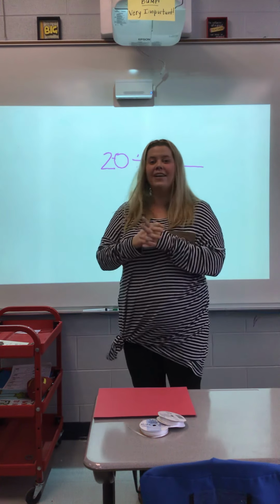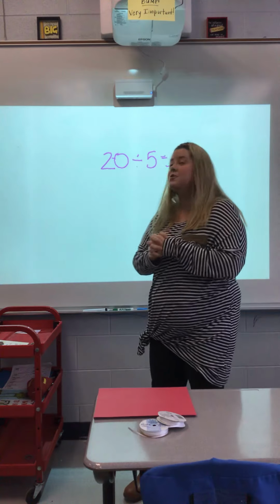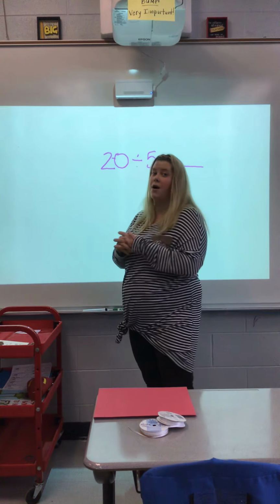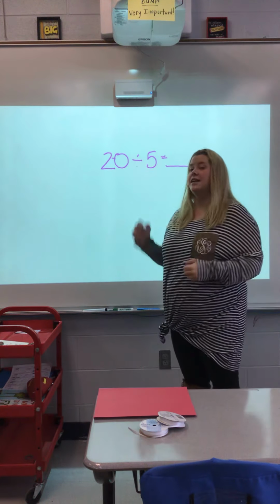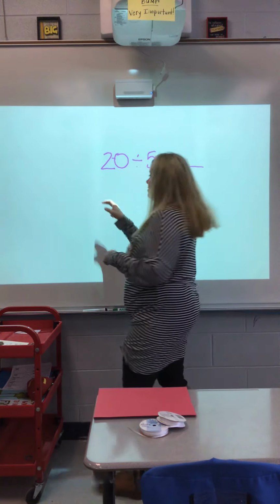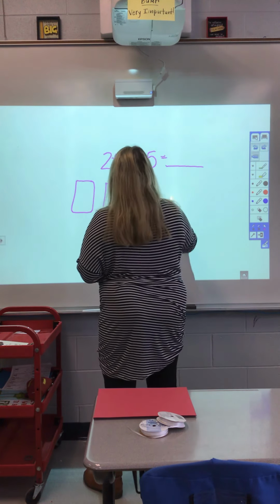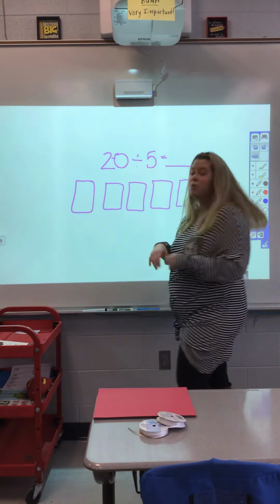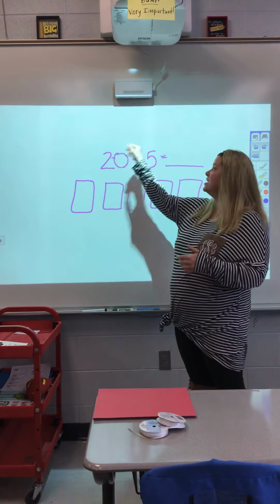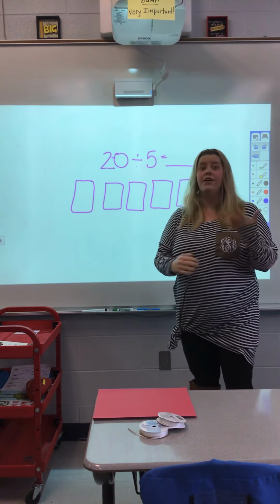All right, welcome back. I hope that wasn't too tough. So I'm going to draw a picture for my model. How many groups do I need? 5. And then what am I going to equal share? How many am I going to divide among those 5 groups?